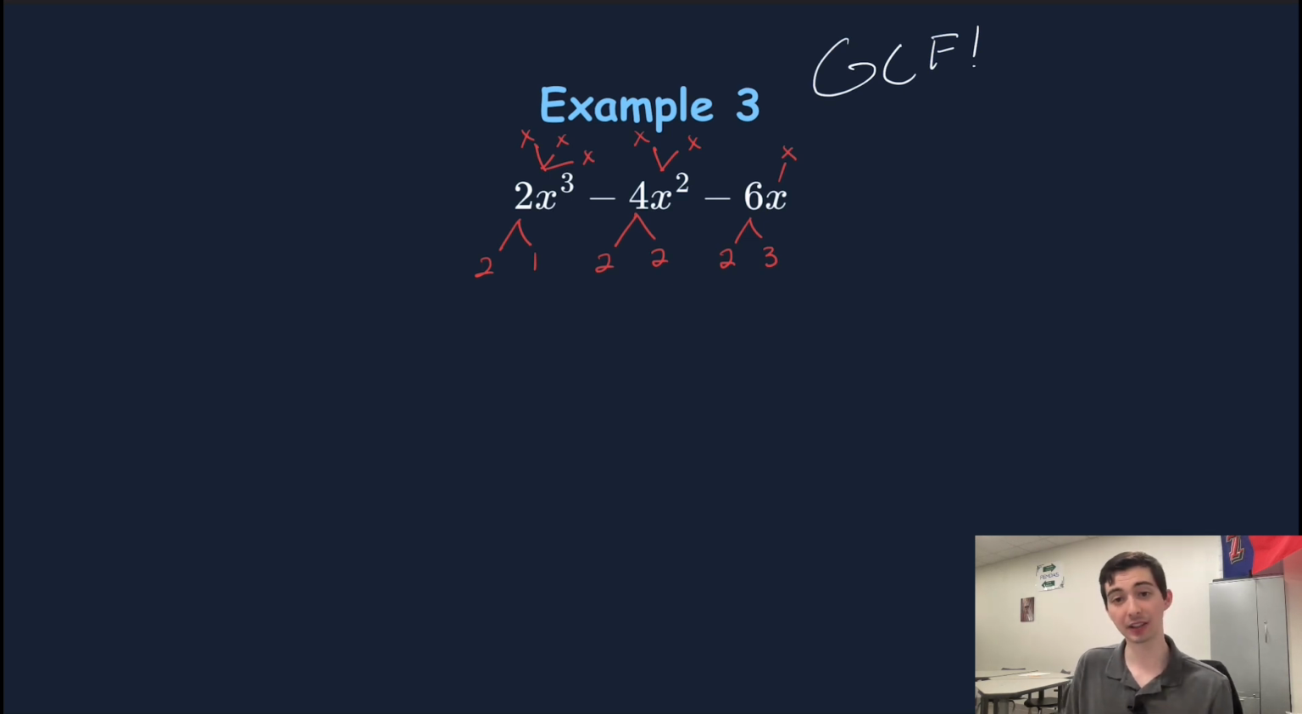And so now I can cancel anything that I have in all three of my terms. So down here at the bottom, I have a 2 in each of my terms. So 2 is going to be a part of my GCF. And then I can cancel 1x from each of these three terms. So my GCF is 2x. And now in my parentheses, I just have to see what I'm left with. In this first term, I'm left with just a 1, but 2 x's. So I end up with just 1x squared.